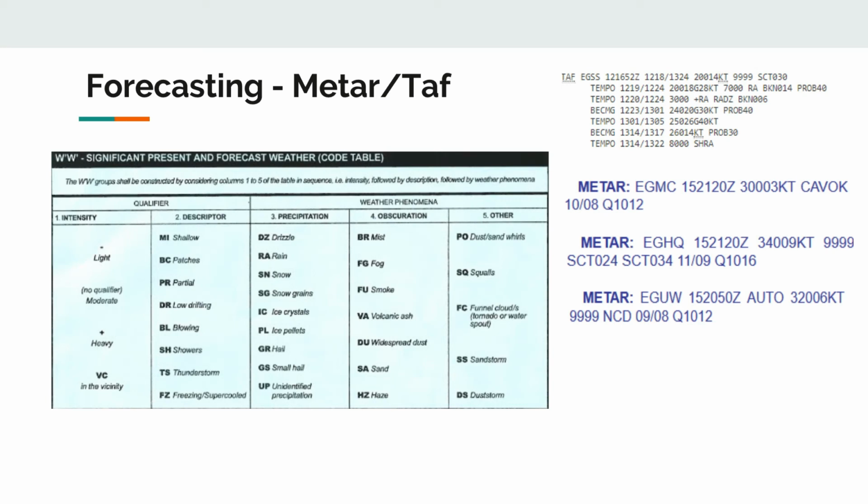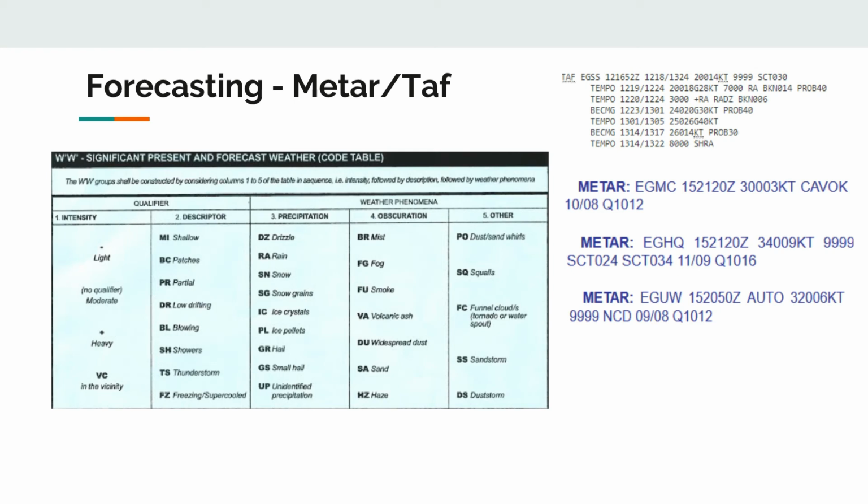At the top there, in the black, we have a TAF. This is one we had during Storm Eileen, actually, and as it stands, at the top you'll see that you get a main overview of what you can expect, and then below you get all the different temporary parts between those two times. So at the top it says TAF EGSS 121652. So it was on the 12th. This TAF was released on the 12th of September at 16:52 Zulu.